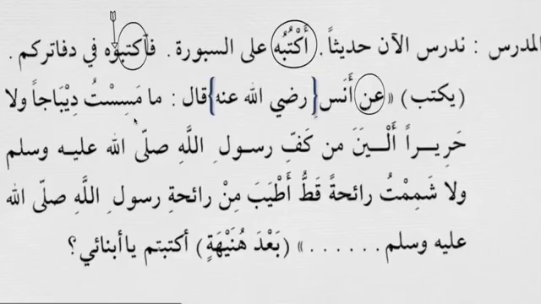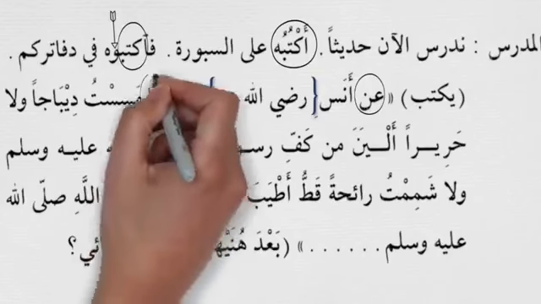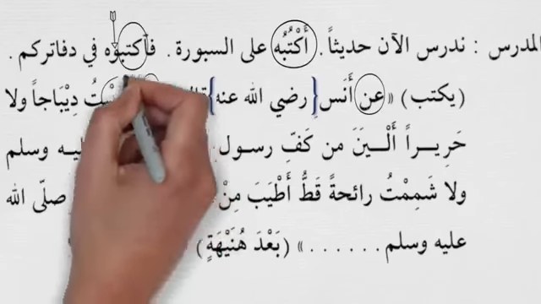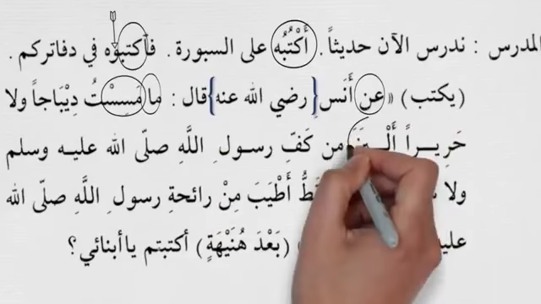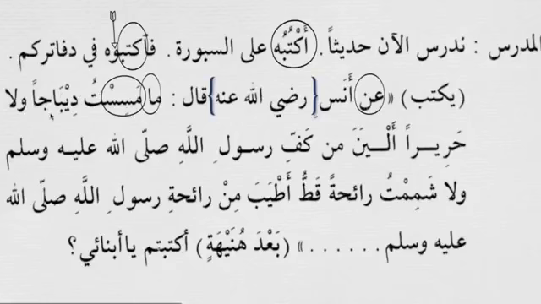Ma masistu. What did he say? Ma masistu. Massa, we know, means to touch. Masistu means I touched. Ma masistu means I did not touch. So masis is your fa'al, ma is the particle of negation, and tu is the fa'il. Dibajan, so I did not touch a silk garment. Dibajan is silk garment. Wala hariran, neither silk. So I have not touched a silk garment or silk.